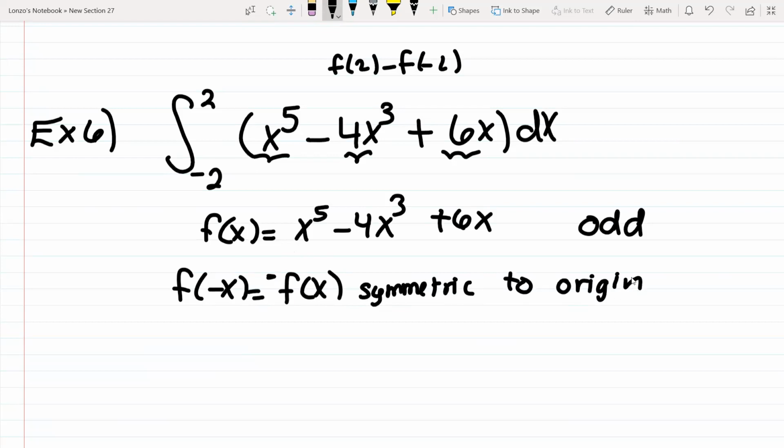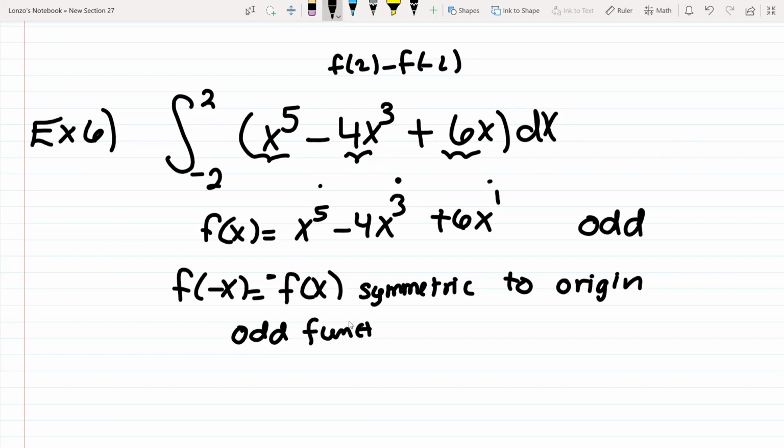There's another way I like to do it. Since this is a polynomial, I look at the powers. This rule states if all your powers are odd, then it's an odd function. If all your powers are even, then it's even. If your powers are a mixture of odd and even, then it's neither. That's a little trick that I remember. So if you look at the power x^5, that's odd. The power in -4x cubed is odd. The power in 6x to the 1 is odd. So they're all odd, so that's how I know that it is an odd function.